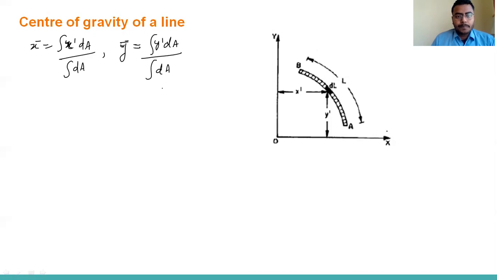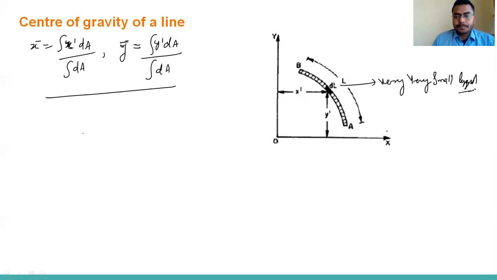Now we can calculate the center of gravity for lines, which may be straight or curved. What we will do is divide the line into a large number of small lengths. Suppose the total length of the line from A to B is L, and this is the shape of the curve. We take a small length dl, a very small length.